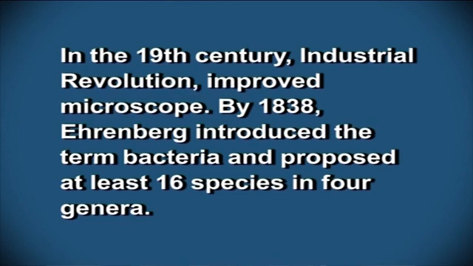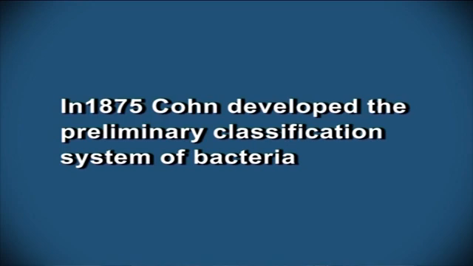In the 19th century, the Industrial Revolution improved the microscope. By 1838, Ehrenberg introduced the term bacteria and proposed at least 16 species in 4 genera. In 1875, Cohn developed the preliminary classification system of bacteria.